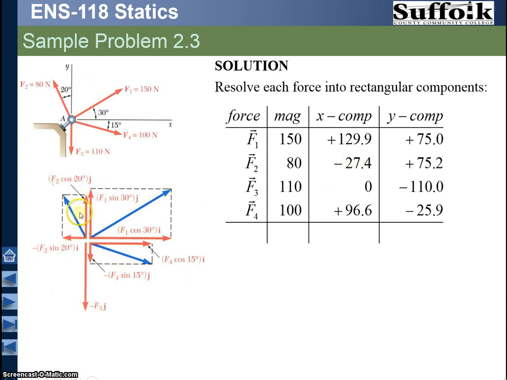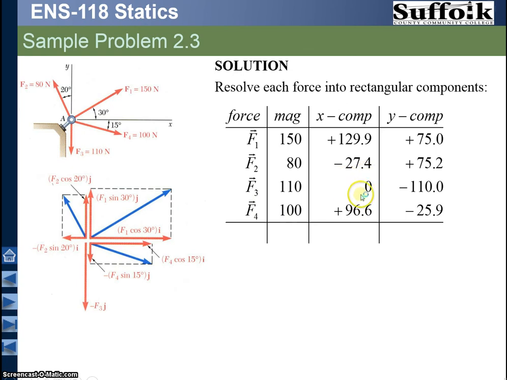And again, with the cosine of the angle 20 degrees makes with respect to the x-axis, we solved for its y component force, which is 75.2. And then we did the same for F3. F3 is pointing straight down. Since it's pointing straight down, it has no x component force, right? It only has a y component force, which is the entire force magnitude.